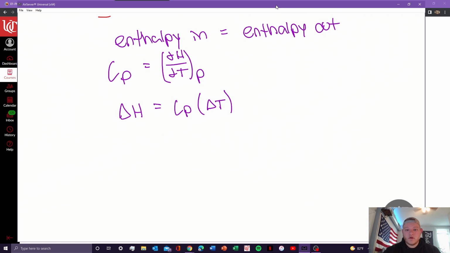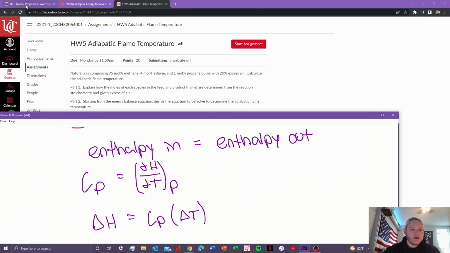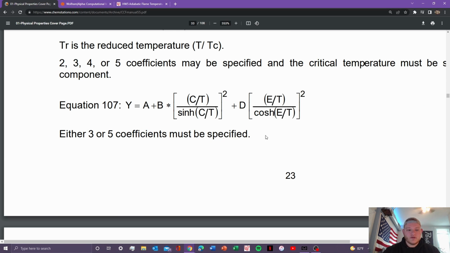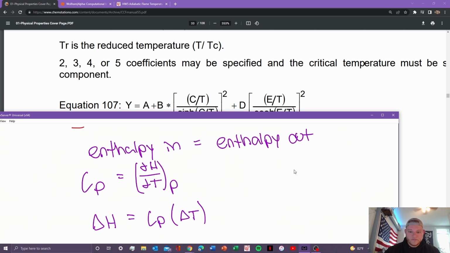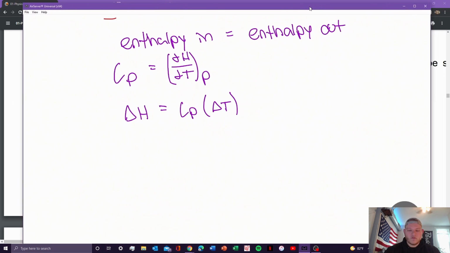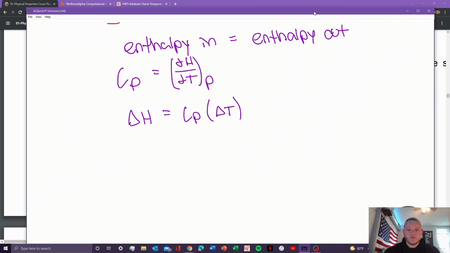from lecture, we know that we have this equation 107. Well, actually, I'm getting ahead of myself. Hold on, we'll come right back to that. I forgot a part. So, since we have two different temperatures, we need to take the integral from temperature 1 to temperature 2 of both sides.